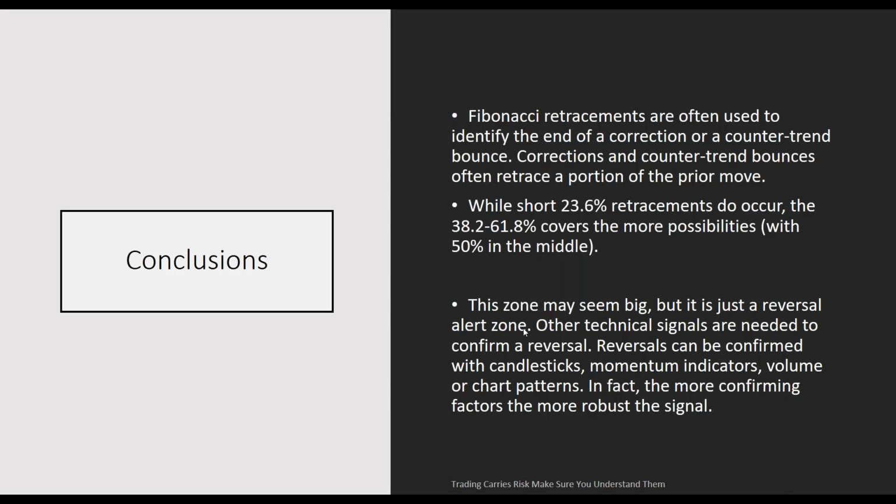Fibonacci retracements are often used to identify the end of a correction or a counter trend bounce. Corrections and counter trend bounces often retrace a portion of the prior move. While short 23.6 retracements do occur, the 38.2 and the 61.8 cover the more probable retracements, with 50% in the middle. The zone may seem big, but it is just a reversal alert zone. Other technical signals are needed to confirm a reversal. Reversals can be confirmed with candlesticks, momentum indicators, volume, or chart patterns. In fact, the more confirming factors, the more robust the signal.